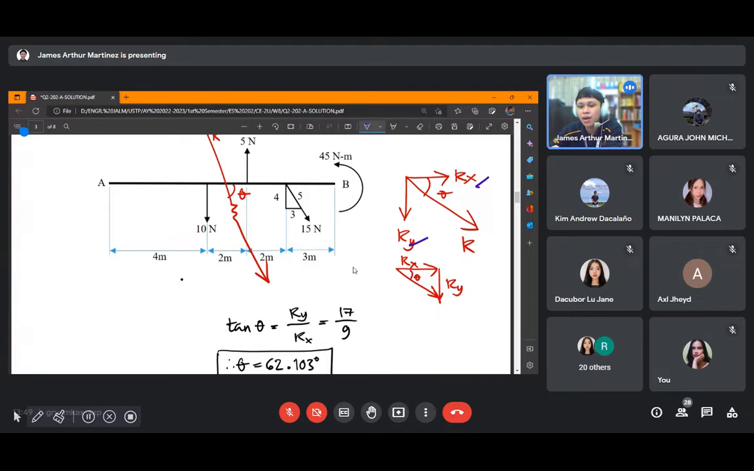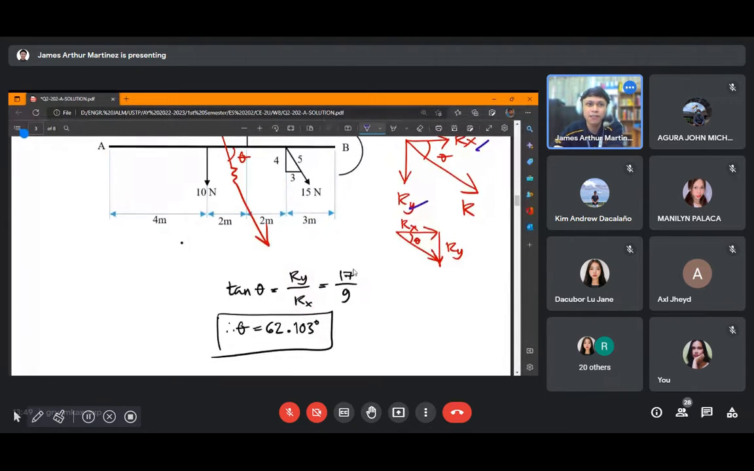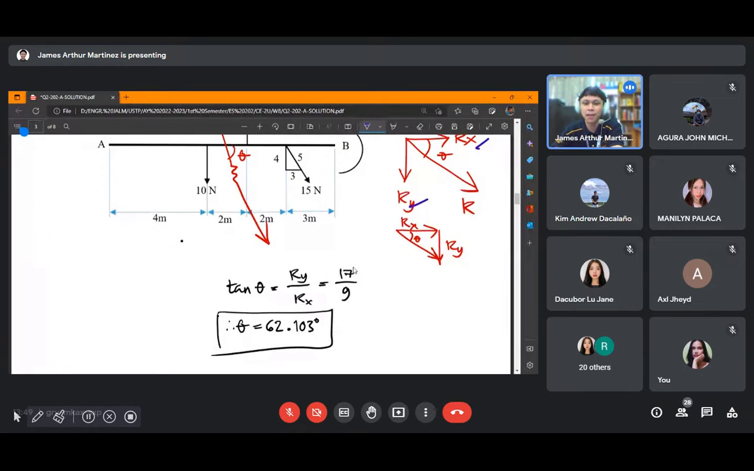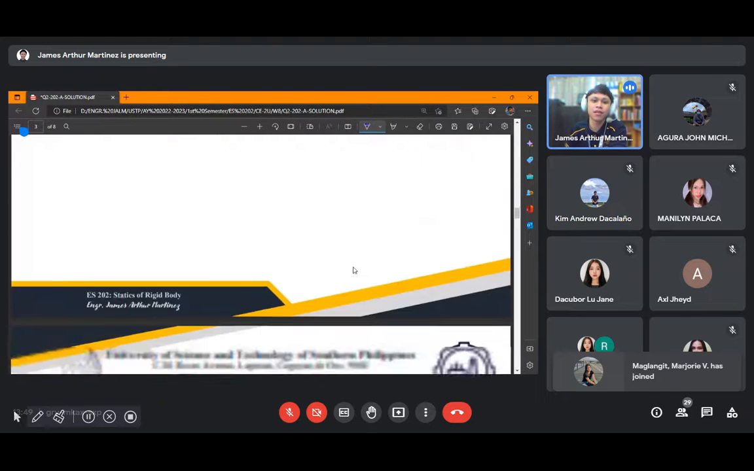So therefore, Ry is the opposite side of our angle theta. Rx is the adjacent side of our angle theta. So with that, tangent function atong gamiton, no? From SOHCAHTOA, TOA, so tangent theta is equal to opposite over adjacent. So opposite is Ry, adjacent is Rx. So substitute the values for Ry and Rx, you'll obtain theta is equal to 62.103 degrees. Okay? So ana lang siya. See, dali ra kaayo siya class, no?